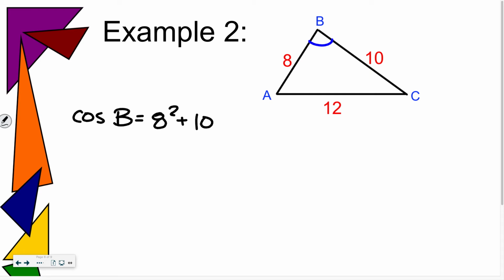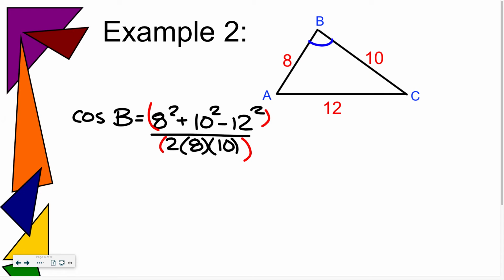What is that? 8 squared plus 10 squared minus 12 squared over 2 times 8 times 10. I'll remember my big sets of parentheses there. And I don't think this one comes out to be obtuse either.